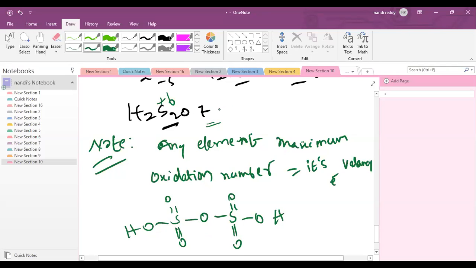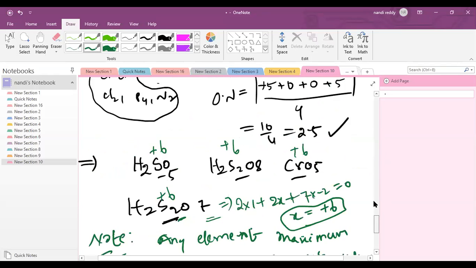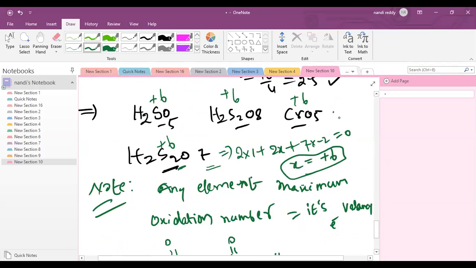How many hydrogens? 2 hydrogens, 2 into 1, plus how many sulfurs? 2 sulfurs, 2x, plus how many oxygens? 7, 7 into minus 2, equal to 0. By solving, x equals plus 6. You don't need the structure here. Generally, only when they have peroxide linkages do we need structures. So I hope you got these things.